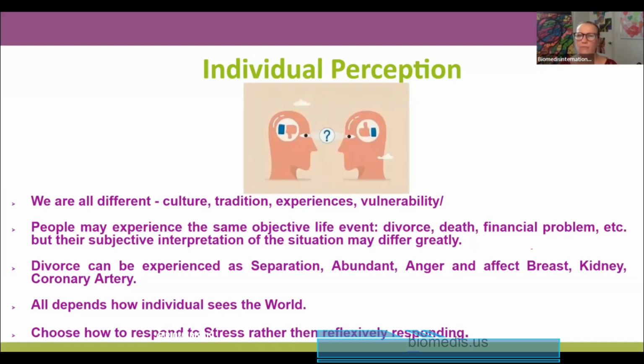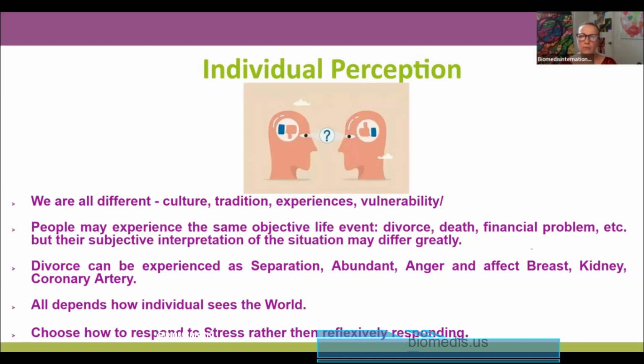Every individual has their own subjective perception of this shocking situation. We're all different. We all come from different cultures, traditions, with different values, life experiences, vulnerability. Similar life events like divorce, death, financial problems, etc., we can react to differently, subjectively. Okay, and the difference could be great.